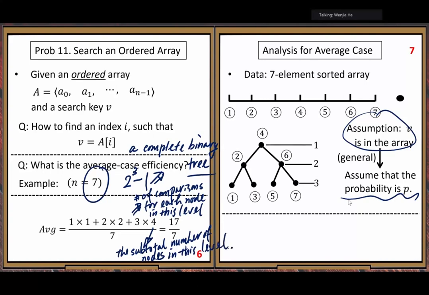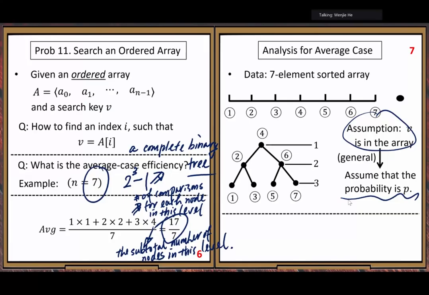Then we can find the average case efficiency. For this question, the answer is 17/7. Final answer. So this is the accurate number for this answer. But here I want to point out one common error in your homework, from the previous students.